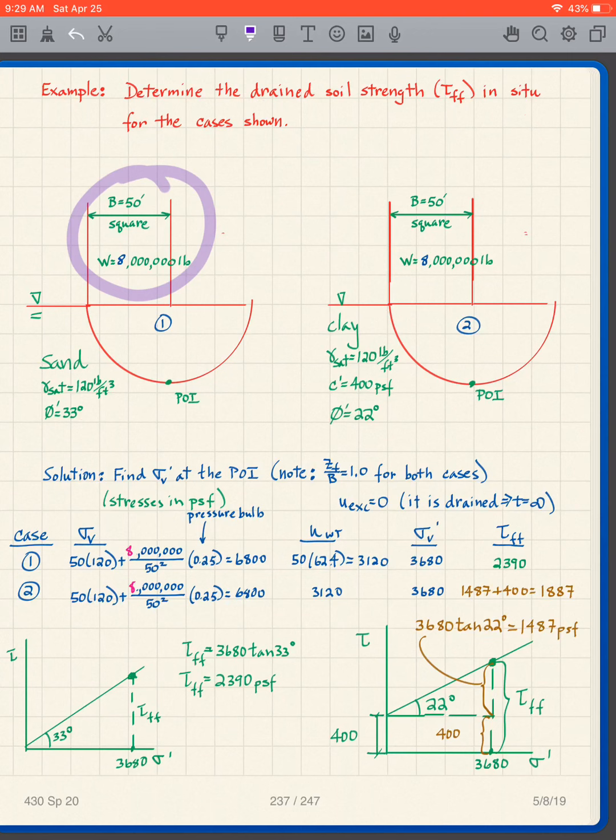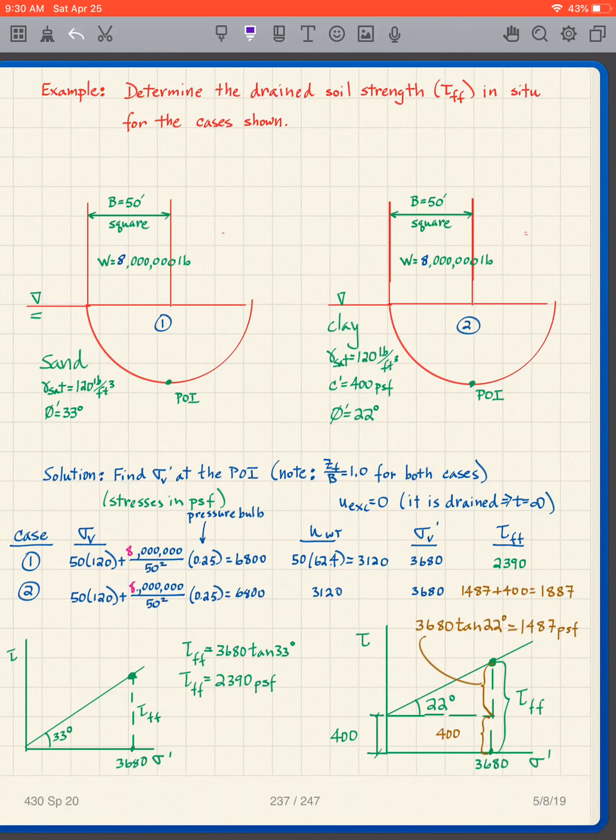The structure is the same: B equals 50 feet, weight is 8 million pounds. And we're just going to determine the soil strength, tau ff, at this particular point of interest.